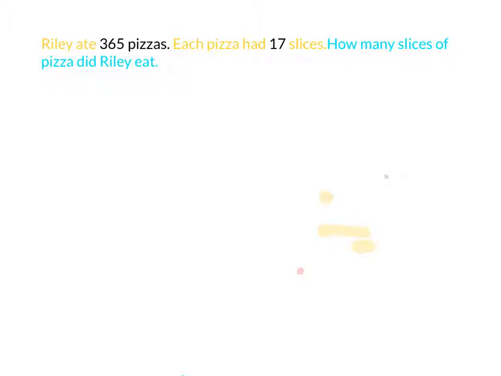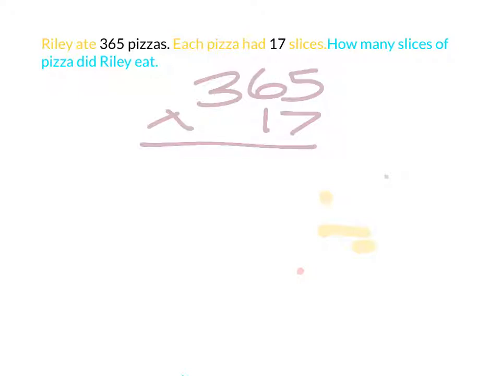Okay, so Riley ate 365 pizzas. Each pizza had 17 slices. How many slices of pizza did Riley eat? So what we would have to do is write 365 times 17. The bigger number goes on top when you're multiplying. It helps you more. So 7 times 5 is 35.